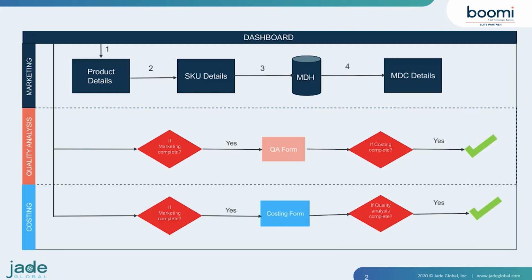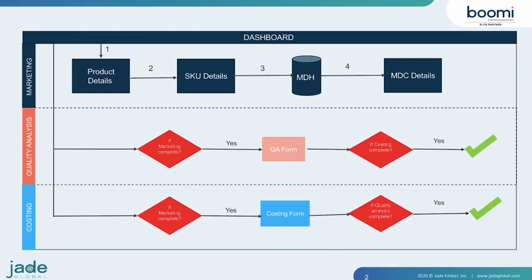We have three different departments: marketing, quality analysis, and costing. The marketing user will update the product details under the marketing department. After its completion, the costing and QA forms are made available. The dashboard on the top shows the statuses of the departments and also acts as a center for navigation. The user will navigate to the marketing department and then to the QA and costing departments.